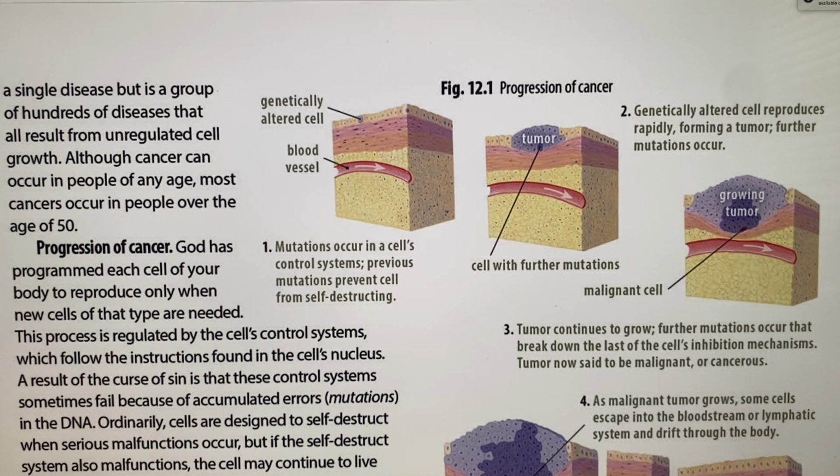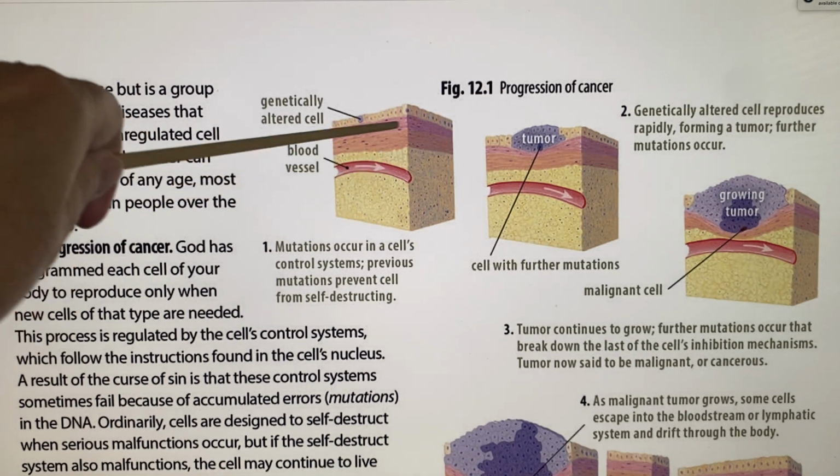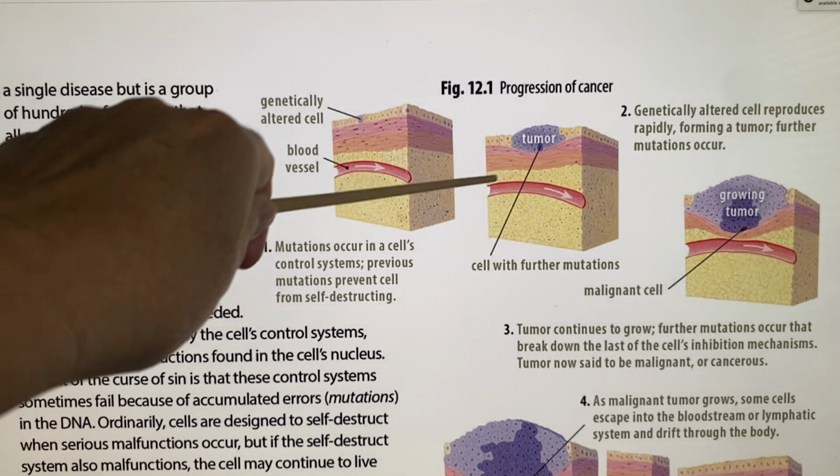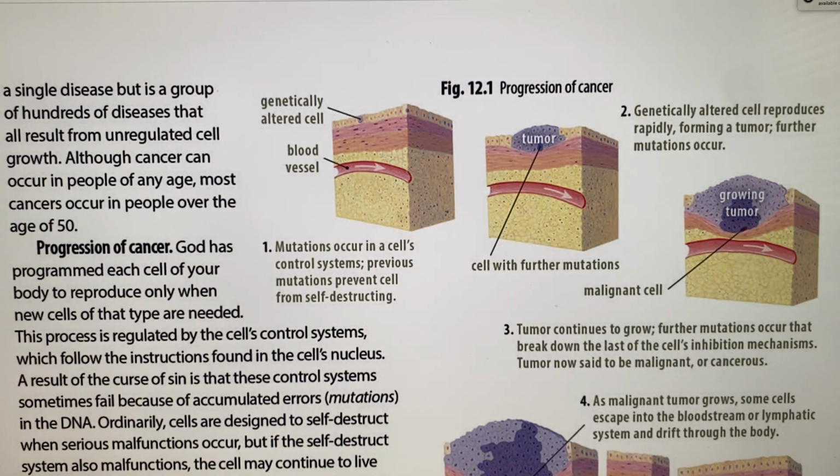The progression of cancer, I kind of went over this progression: you have a genetically altered cell here, and from this genetically altered cell you have a tumor. This tumor is benign at first, but then as it goes on to be able to spread itself, it becomes malignant, and then can metastasize to other parts of your body. So let's look at this last part where it's metastasizing.